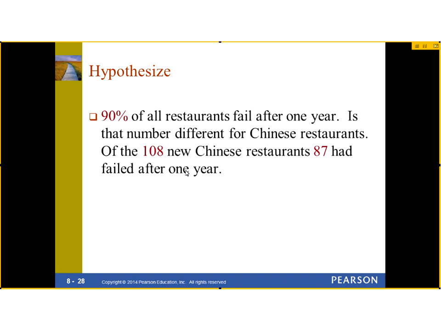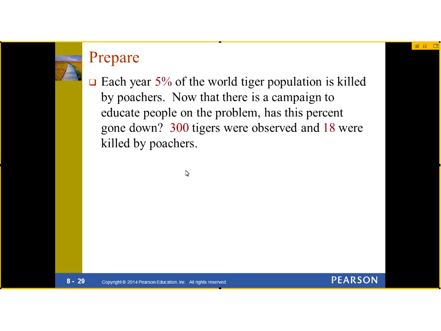Second example, 90% of all restaurants fail after a year. The question is, is that number different for Chinese restaurants? So they're talking about difference here. They're not saying necessarily do less Chinese restaurants fail. They're just saying, is the failure rate for Chinese restaurants different from this 90%? Of the 108 new Chinese restaurants, 87 had failed after a year. Okay, so our H0 is that the proportion is equal to 90%, and the alternative is that P is not equal to 90%. Let's go through step 2, back to our first example.